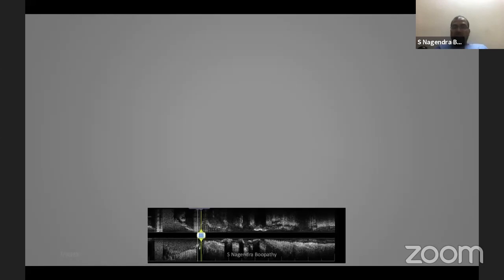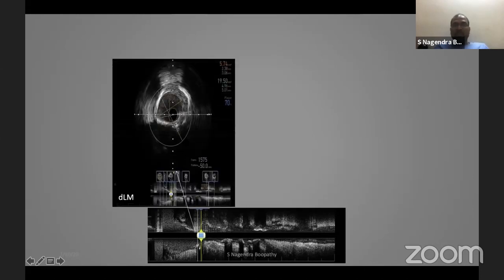This is a patient. This is the left main. This is the aorta ostium. This is the distal left main. I'm not going to tell you anything significant. What is the strategy you will follow here?